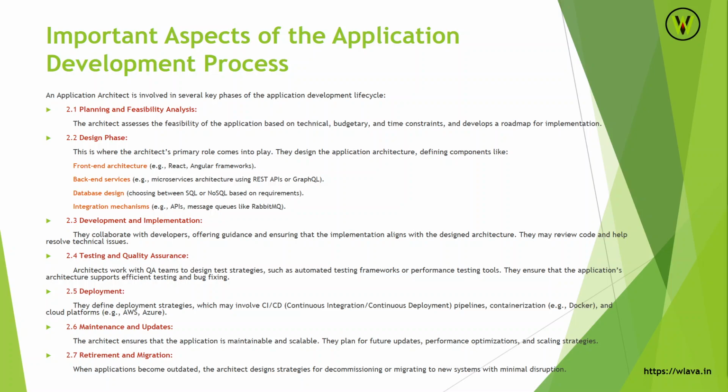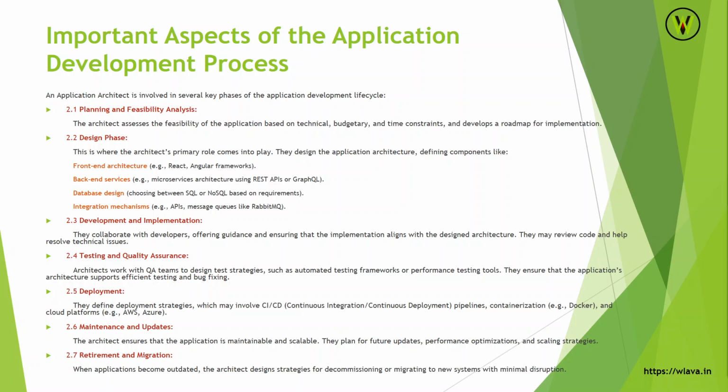2.3 Development and implementation. They collaborate with developers, offering guidance and ensuring that the implementation aligns with the designed architecture. They may review code and help resolve technical issues. 2.4 Testing and quality assurance. Architects work with QA teams to design test strategies, such as automated testing frameworks or performance testing tools. They ensure that the application's architecture supports efficient testing and bug fixing.